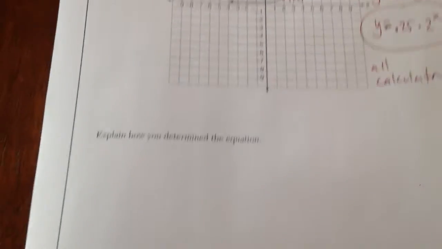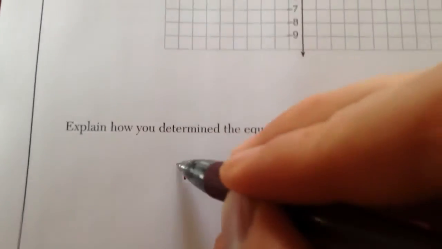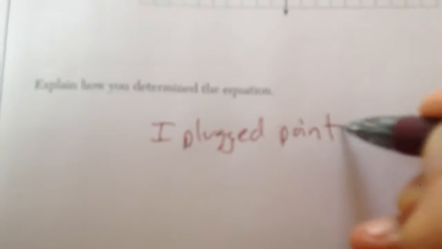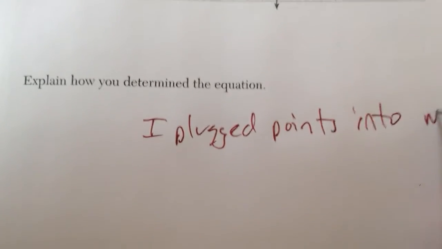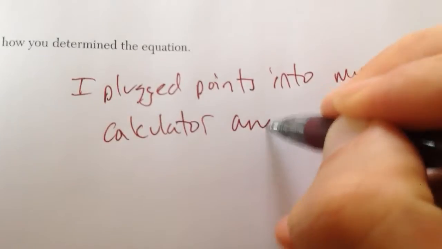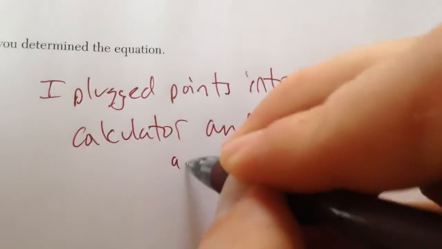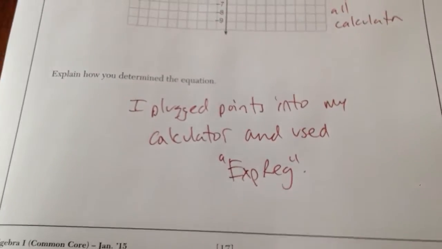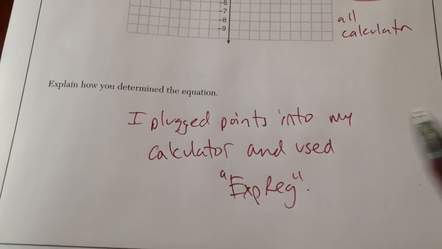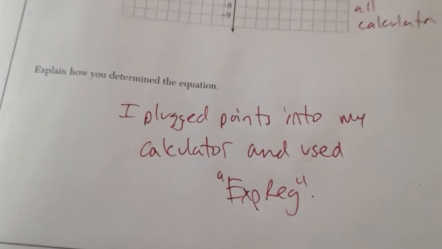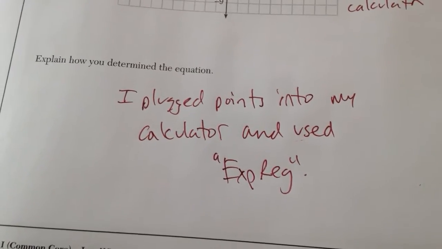Now, for explain how you determine the equation, you could say I plugged points into my calculator and used exponential regression. Now, it seems like a silly explanation, but it tells the grader that you know how to find the exponential equation by using your calculator.